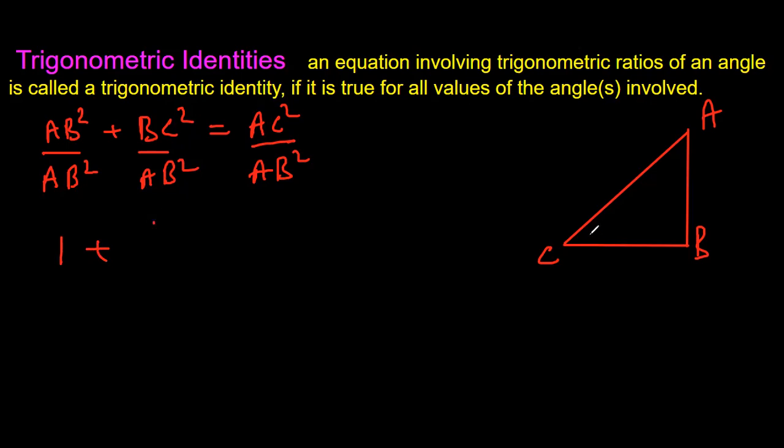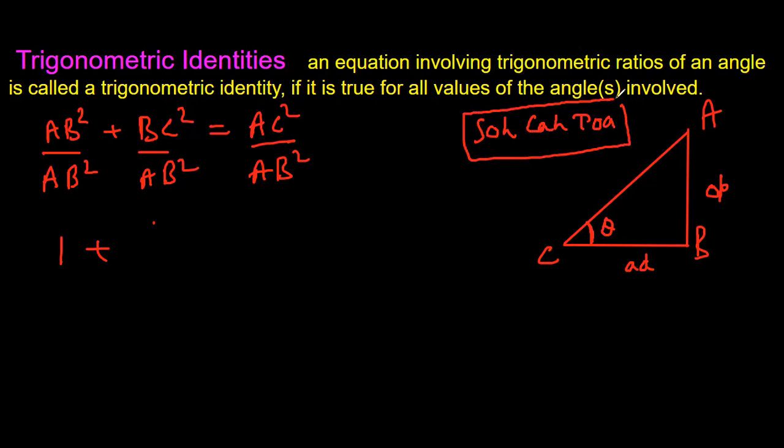is for angle, let's say this is theta. Any of the angles we can take as theta. Then BC would be adjacent. The side attached with theta would be adjacent and this would be opposite. So do not make any mistake in identifying opposite and adjacent side. And once you identify opposite and adjacent, you can always use SOHCAHTOA to define these trigonometric ratios sine, cos, and tan.